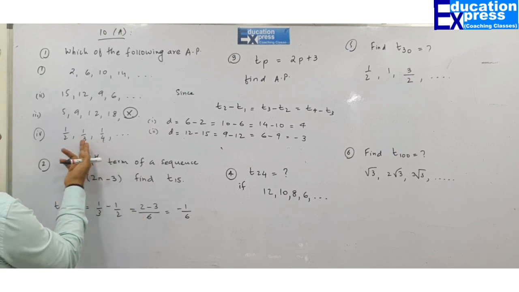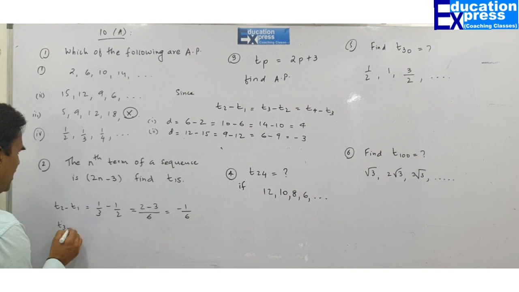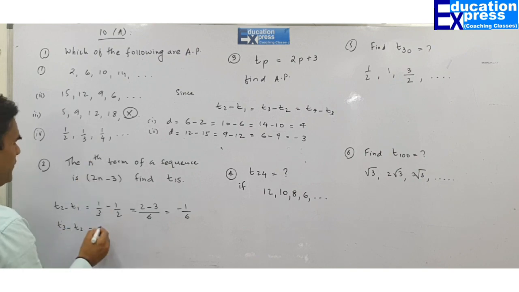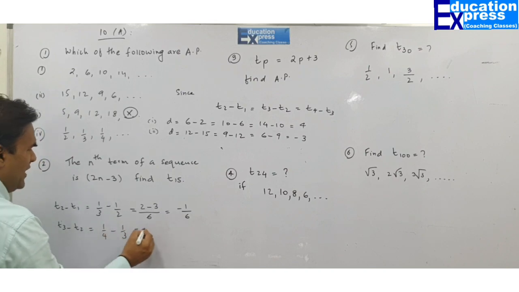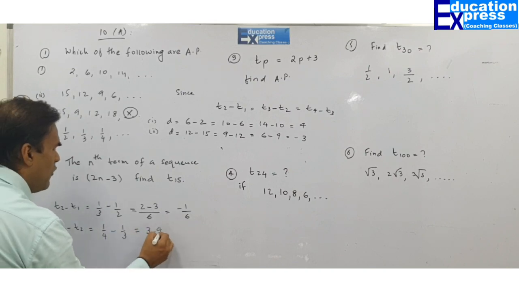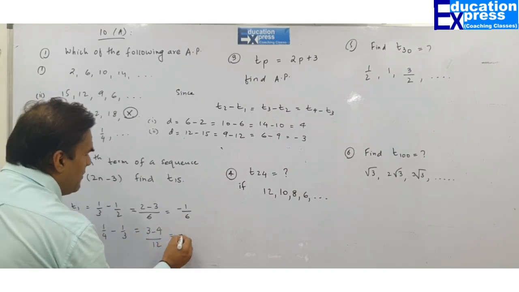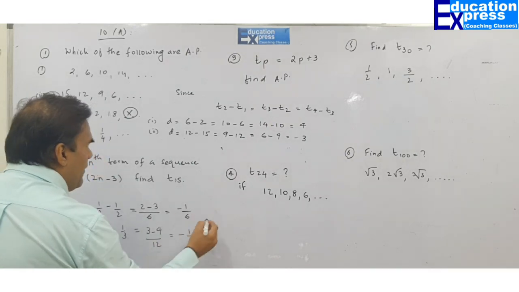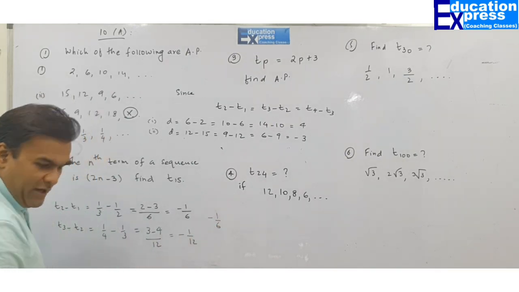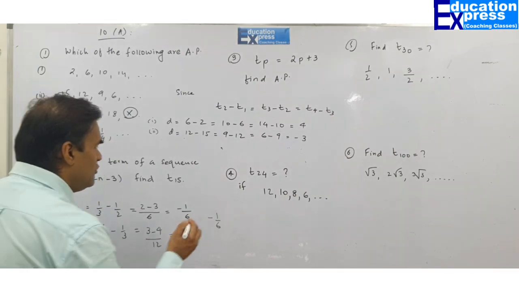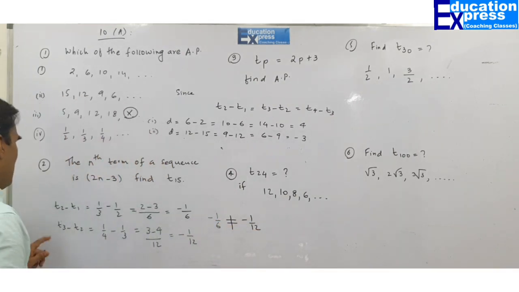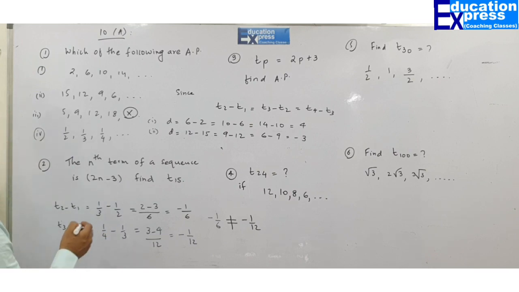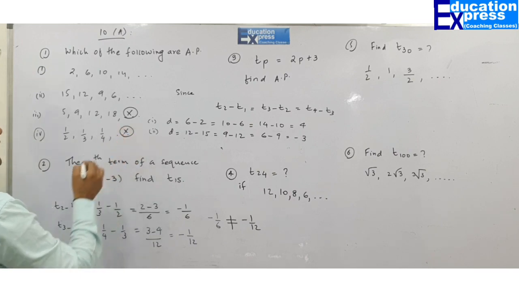What about the third term minus second term? So third term minus second term would be 1 upon 4 minus 1 upon 3, which is 3 minus 4 upon 12. That would be minus 1 upon 12. Minus 1 upon 6 is not equal to minus 1 upon 12. Hence, my D does not remain constant. So even this is not an AP.